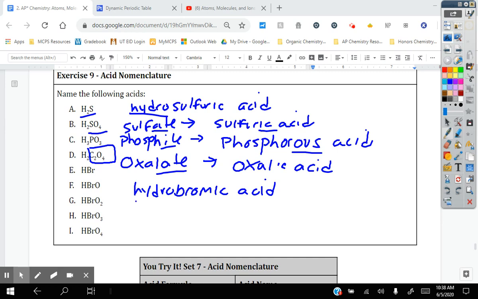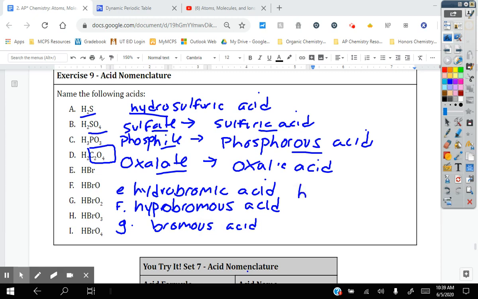The first one is hypobromite. So this becomes hypobromous acid. So this is E, this is F. G is bromite, so it's just bromous acid. H is bromate, so it becomes bromic acid. And then I is perbromate, so it becomes perbromic acid. Oops, running out of space here.